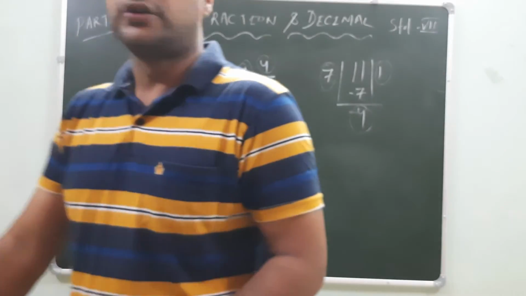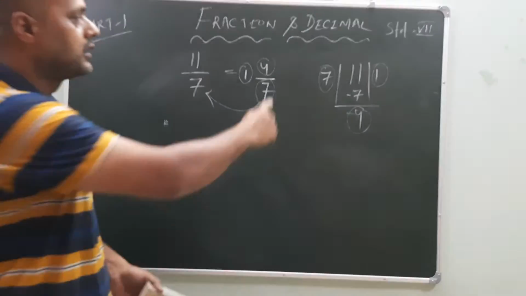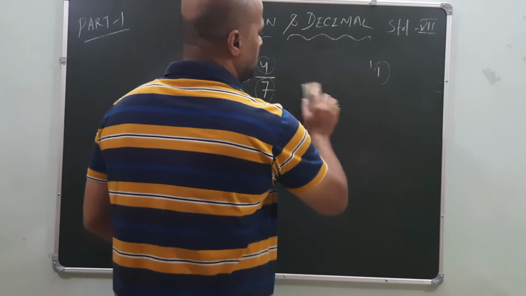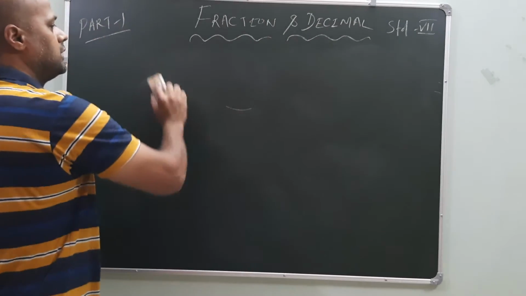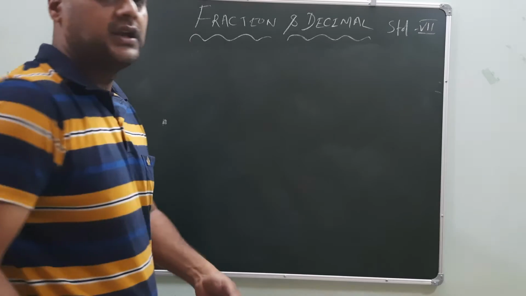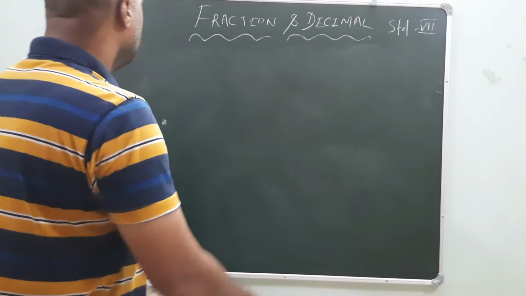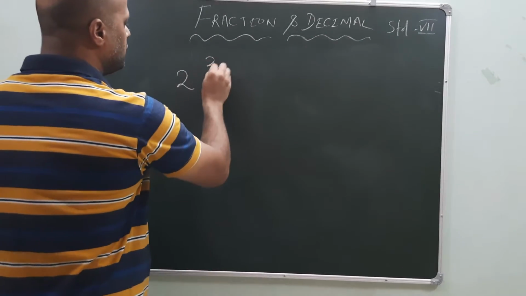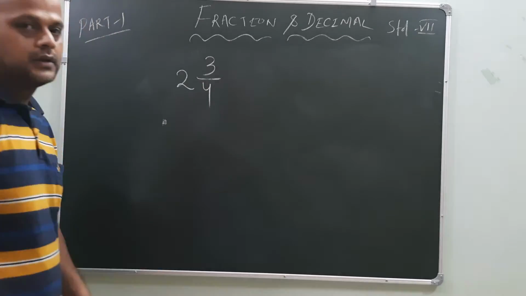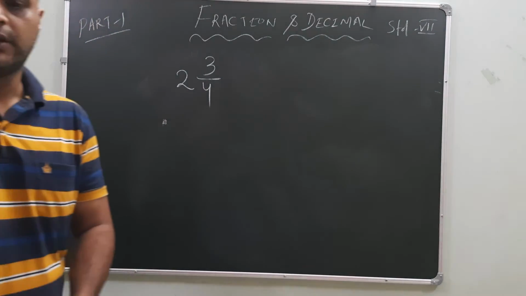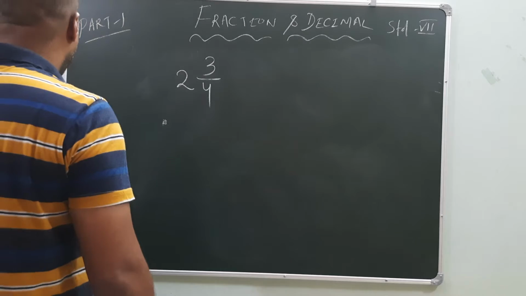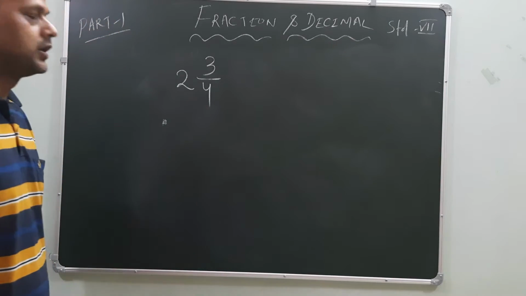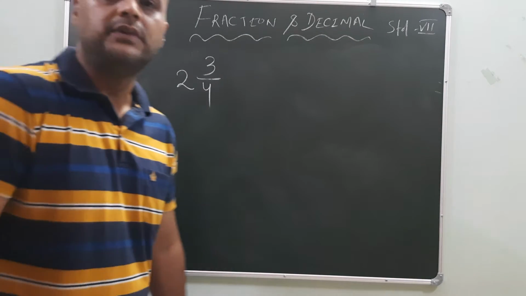Understood, friends? So now come to the reverse one. What is the reverse one? How should I convert a mixed fraction into an improper fraction? Take the example 2 whole of 3 by 4. Now 2 whole of 3 by 4 is a mixed fraction.